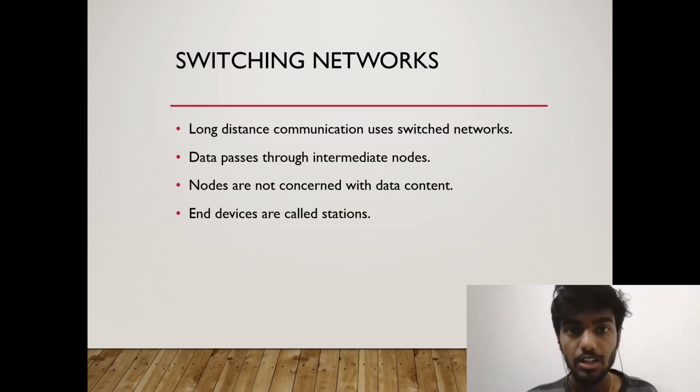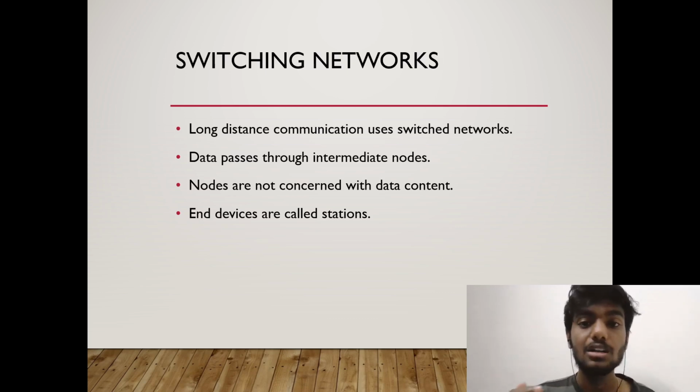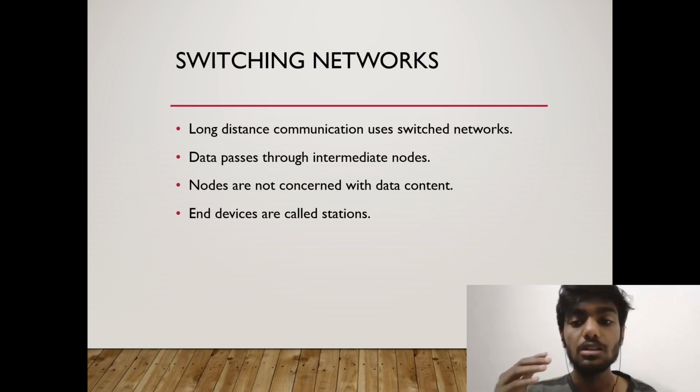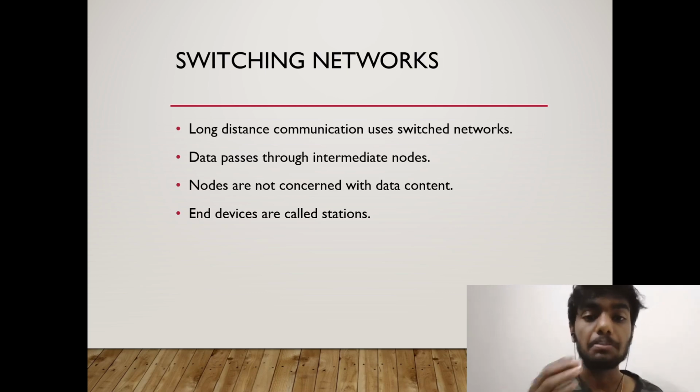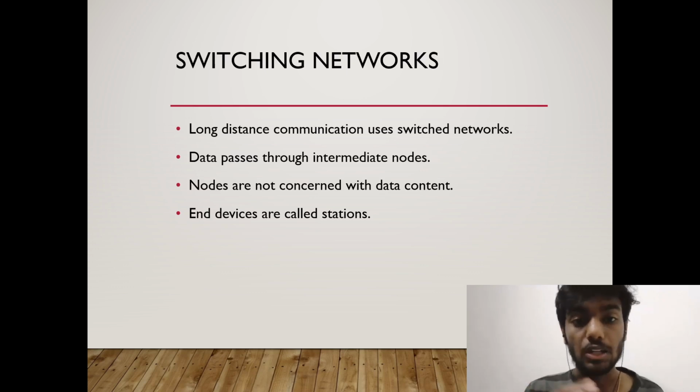So, hi all. Today we are going to look into the topic of switching networks. When we communicate over a long distance, we might not just need a sender and a receiver. We might need some intermediate nodes through which the data can be passed. These intermediate nodes are not concerned about the data content. They will just pass the data from one node to another node. This is the role of the node.